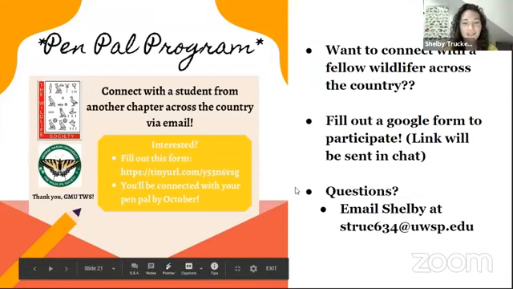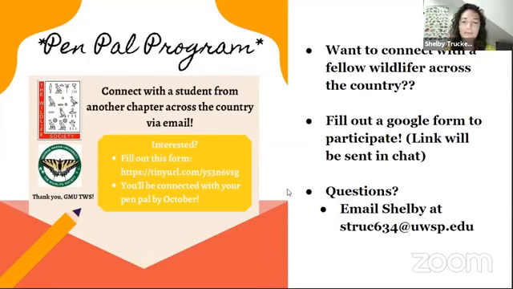Another student chapter has started an email pen pal program for TWS students across the country. All you have to do is fill out a quick Google form, which I can send the link to in the chat. You can choose to be matched with an undergrad or grad student, and with someone who shares your interests or someone who has different interests than you. You'll be sent an email with your paired pen pal by October 3rd. It's a really great way to connect with peers in the wildlife field, especially during these virtual times. Let me know if you have any questions.